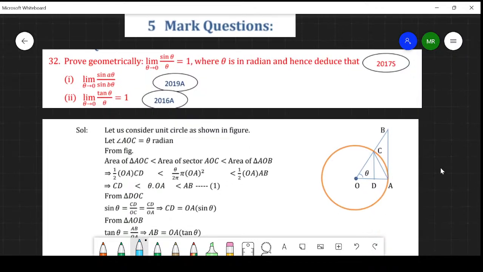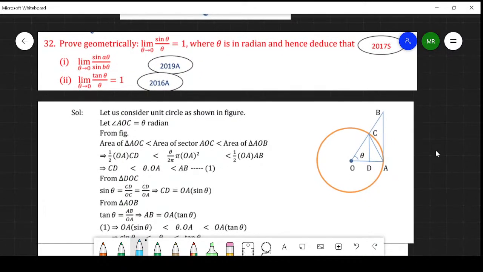You can write, prove geometrically, limit theta tends to 0, sin theta by theta equal to 1, where theta is in radian. Hence deduce that. When they use the words hence deduce that, you should use this formula and you should prove these two. That I will explain. We should prove these two results.